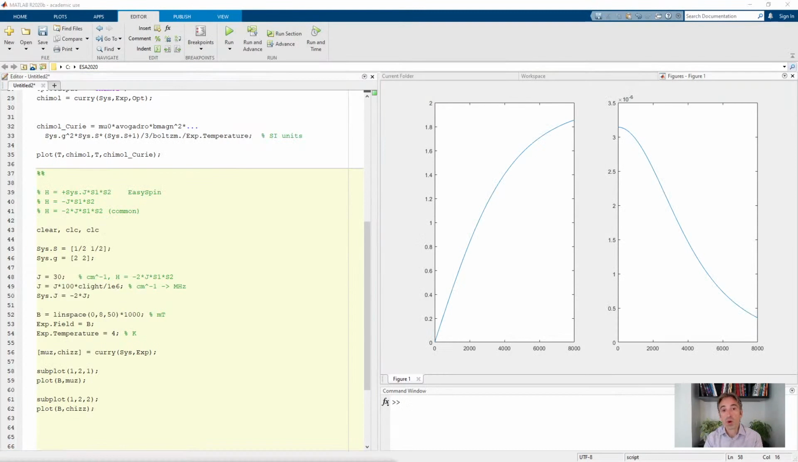These are all things I wanted to mention for Curry. This is just a quick overview. And so in this session, we looked at Curry for SQUID magnetometry and also on how to interface ORCA with EasySpin to import quantum chemistry calculation results.